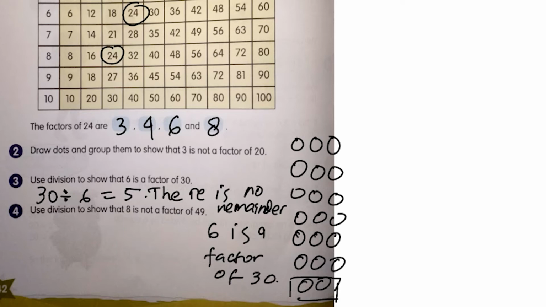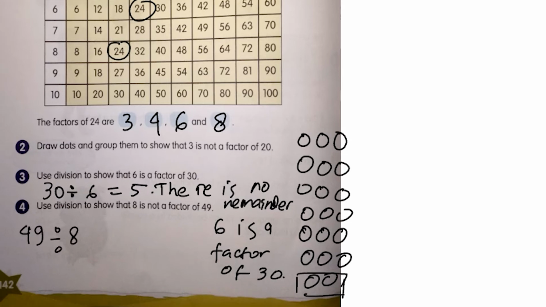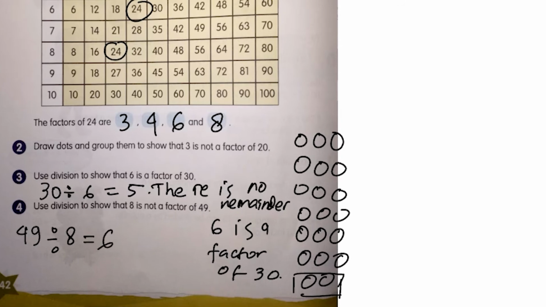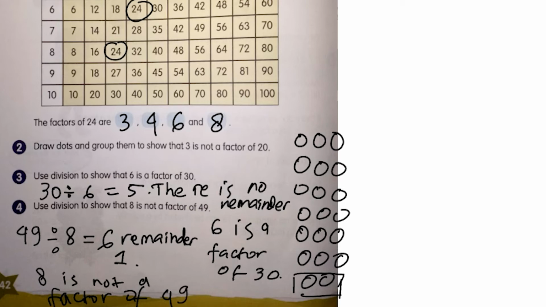Now number 4. Use division to show that 8 is not a factor of 49. Okay, we can write 49 divided by 8 equals 6, remainder 1. So 8 is not a factor of 49.